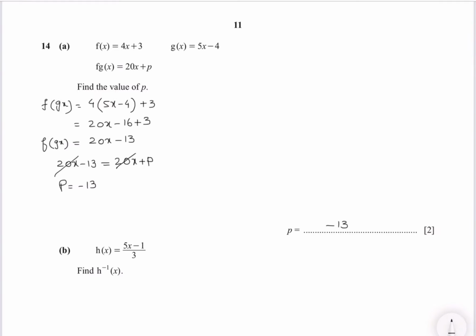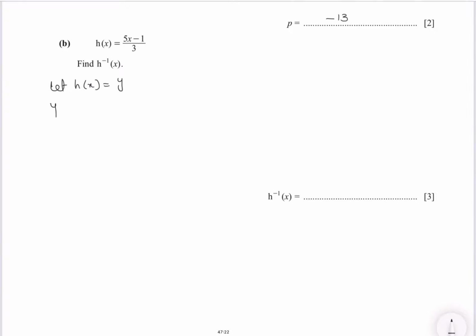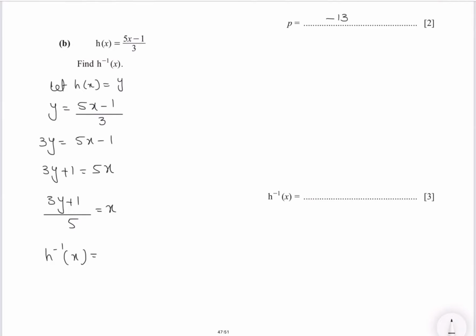In part b, h of x is equal to 5x minus 1 over 3. Find h inverse of x. So you can start by letting h of x equal y. Now write this function. Instead of h of x, you write y is equal to 5x minus 1 over 3. From here, you make x the subject. So this is your h inverse of x. So replace y by x now. Now you can write 3x plus 1 over 5. So this is your h inverse of x.